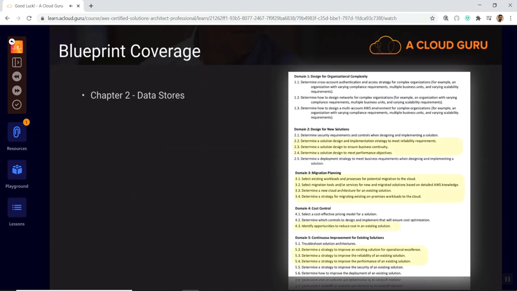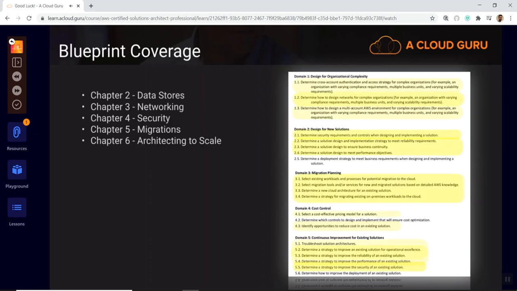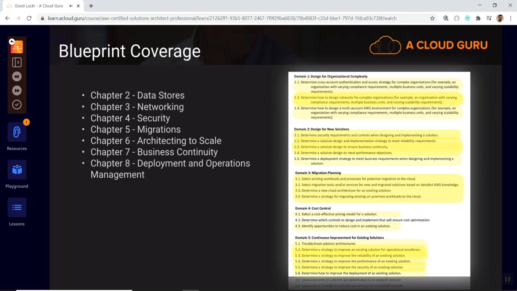We started out in chapter 2 with data stores, and we covered items in these areas. Then we moved on to networking, security, migrations, architecting to scale. In chapter 7, we talked about business continuity, deployment and operations management in chapter 8, and finally cost management in chapter 9. So it does appear that we've done a pretty good job at covering the blueprint for the exam.